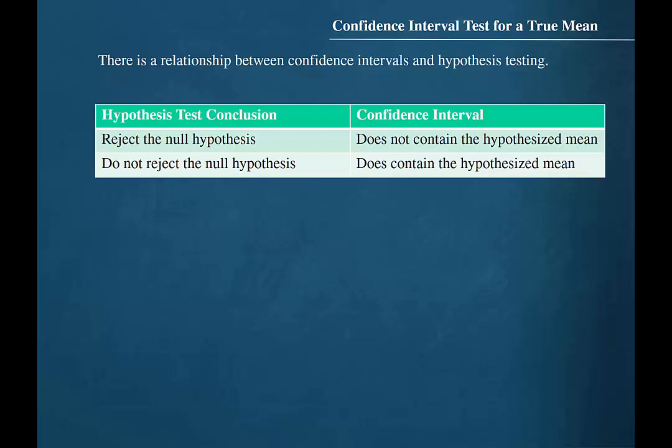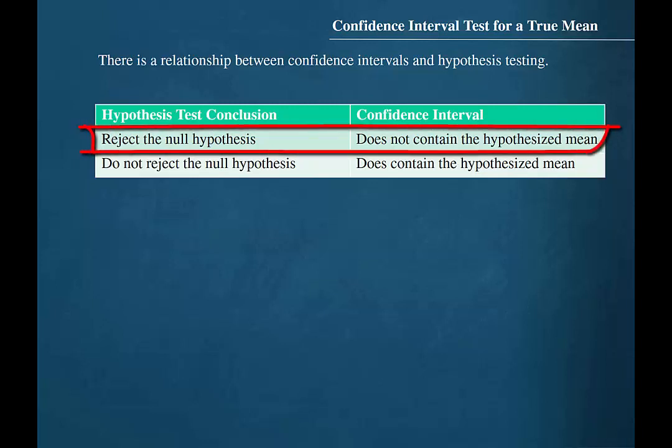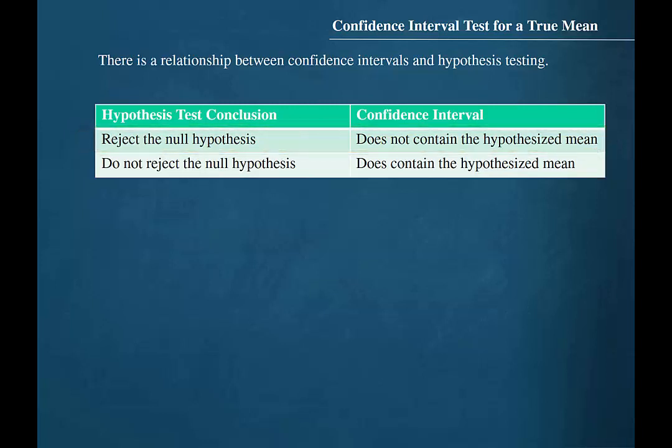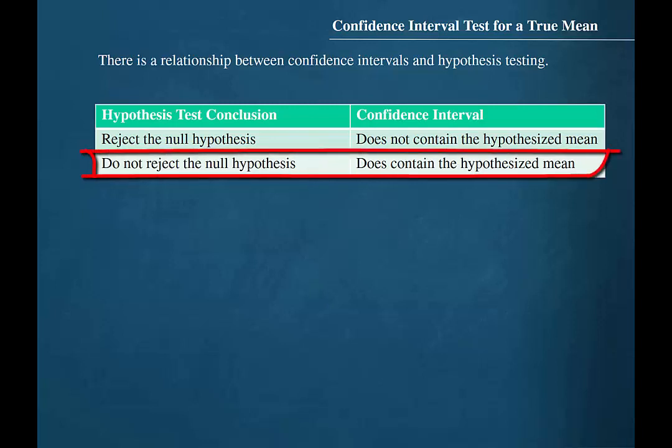If the hypothesis test conclusion is to reject the null hypothesis, then a confidence interval constructed with the same level of significance would not contain the hypothesized mean. Likewise, if a hypothesis test conclusion is to not reject the null hypothesis, then a confidence interval constructed with the same level of significance would contain the hypothesized mean.